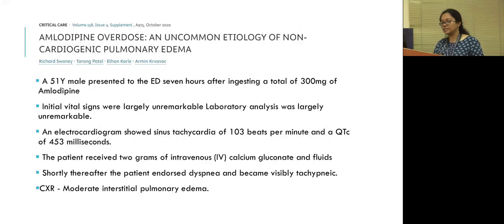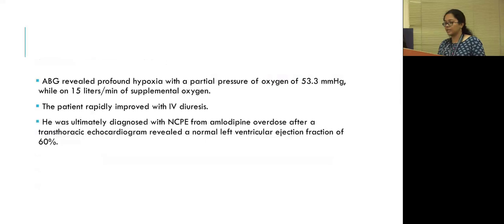The patient had initially received calcium gluconate and was only on hydration therapy. But the patient progressively developed dyspnea and became visibly tachypneic. The chest X-ray done at that point showed interstitial pulmonary edema, and the ABG showed profound hypoxia, requiring high supplemental oxygen. The patient was treated with IV diuresis and non-invasive ventilation and gradually recovered. The final diagnosis was amlodipine-induced non-cardiogenic pulmonary edema.